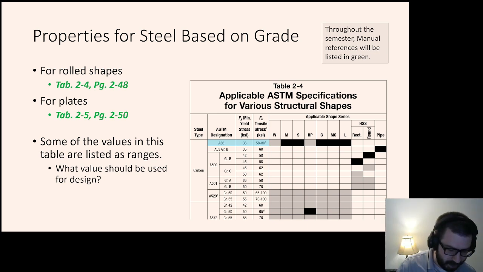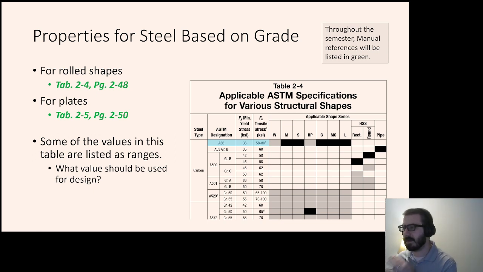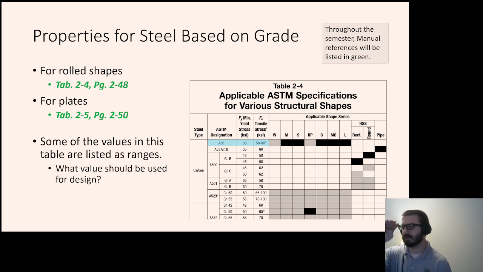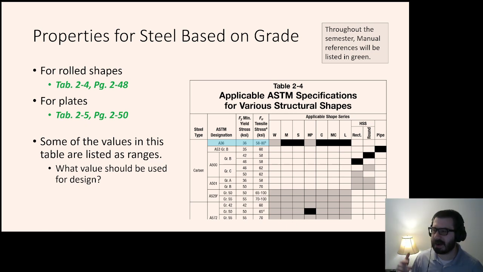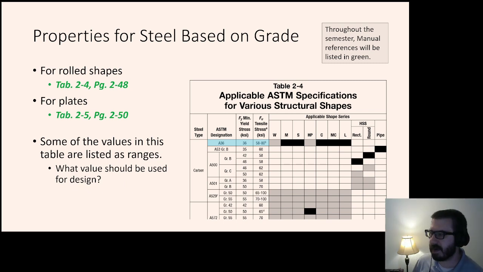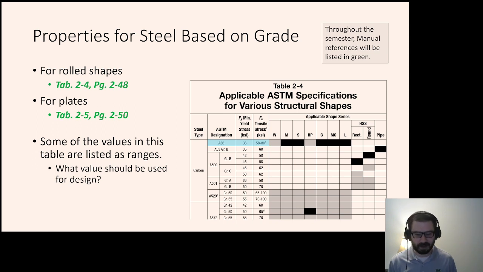I want to explain a couple of things about this slide and about what's going on. Number one, you notice that the manual reference is written in green. I tend to keep pretty consistent with that: if I'm referencing something in the manual, the text will typically be green and bolded and italicized. So table 2-4, page 2-48, that's a reference in the manual. I try and be pretty consistent with that.